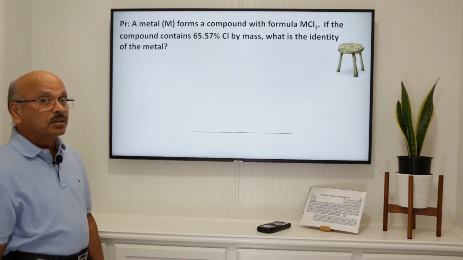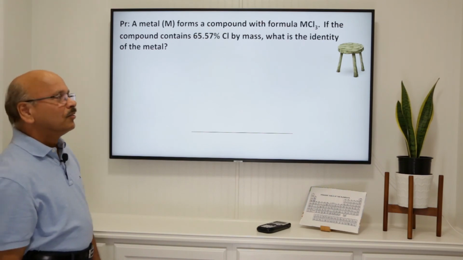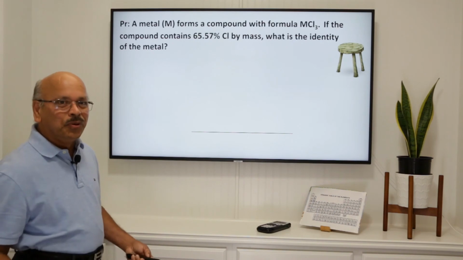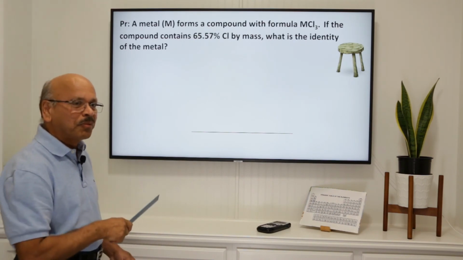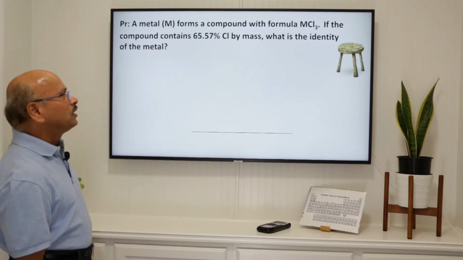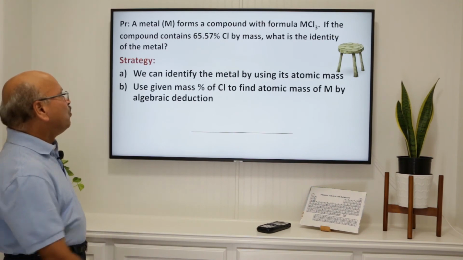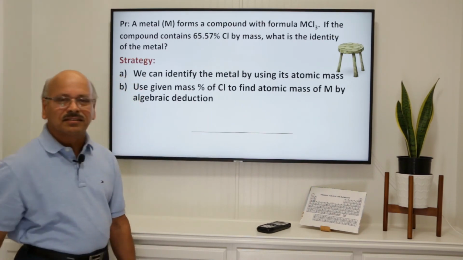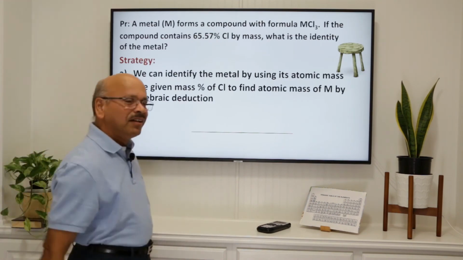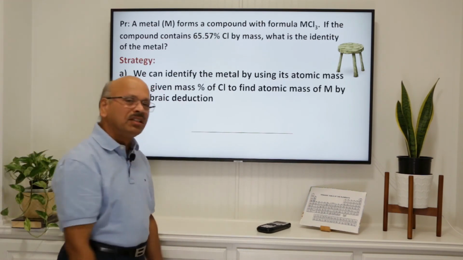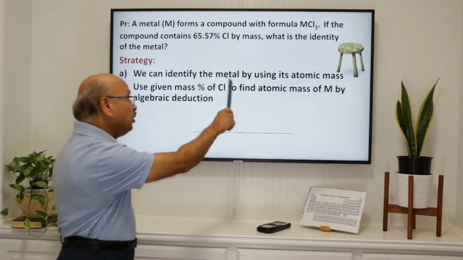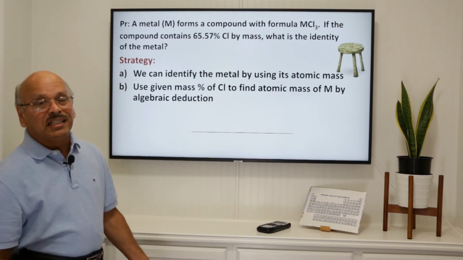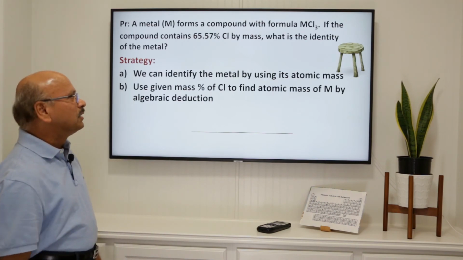Okay, so this is the question. Think about it. You can actually stop at any stage and try to do it on your own. If you can do it from this, that's okay. Okay, let's think about the strategy. We can identify the metal by using the atomic mass. In the periodic table, the atomic mass of every element is given. So if you are able to find the atomic mass of the element from the problem, you can easily identify the element. That's the thing.